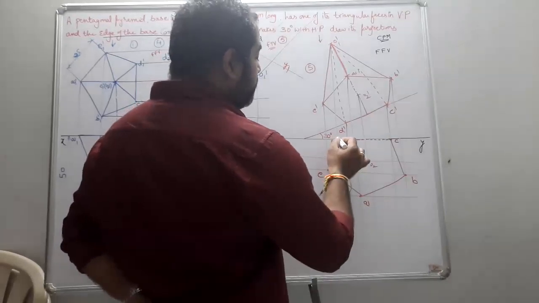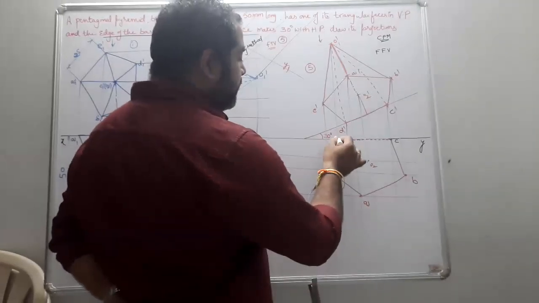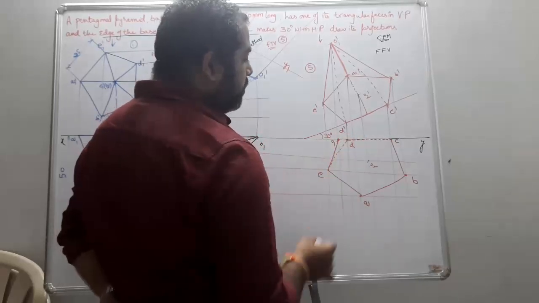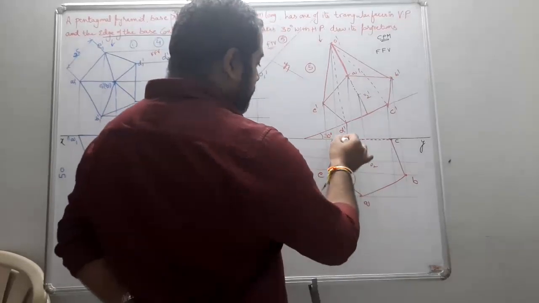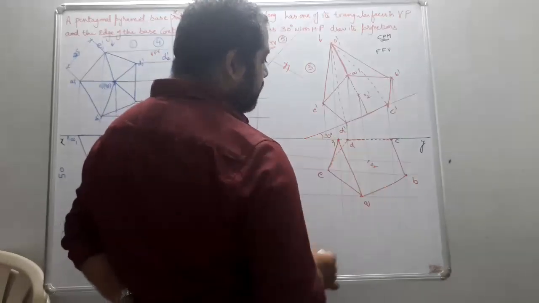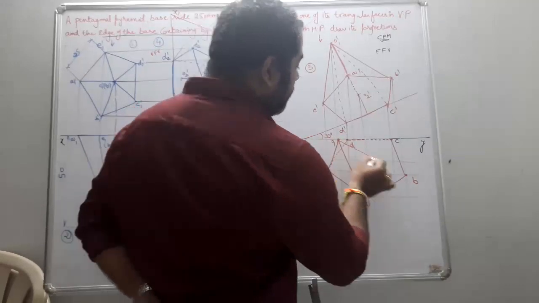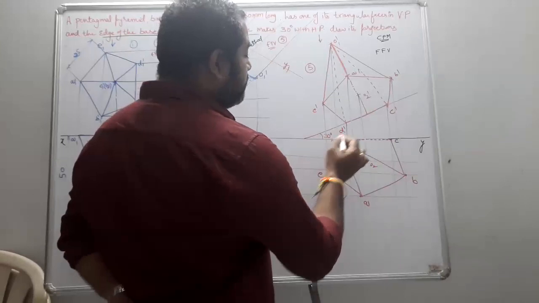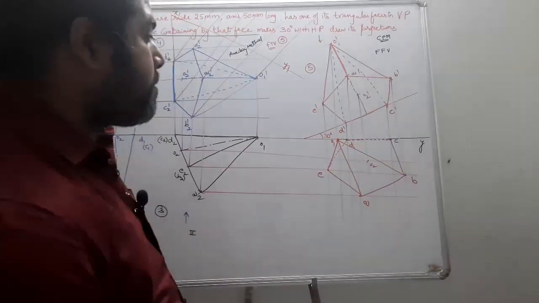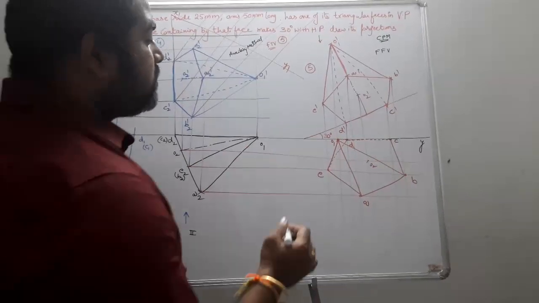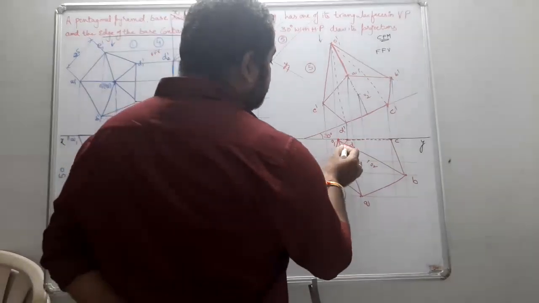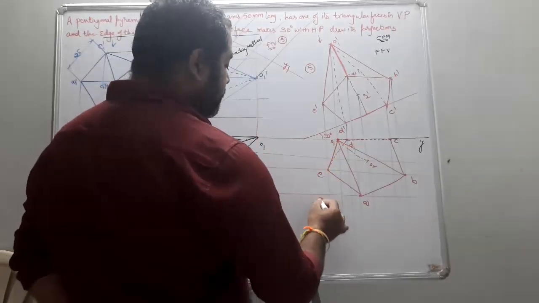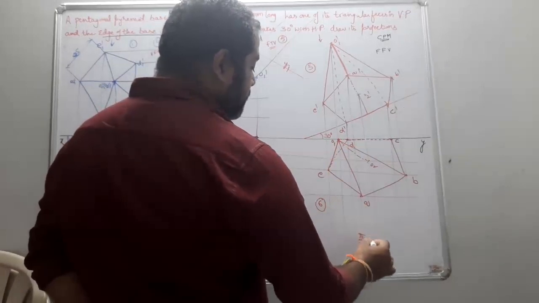Okay, and join all the corners to the apex. So this is your apex O, no problem. A with O, no problem, and with the D also no problem. So D also comes to here. Okay, so this becomes your sixth step, and this becomes your stage 3.